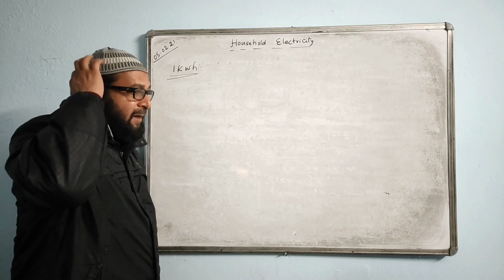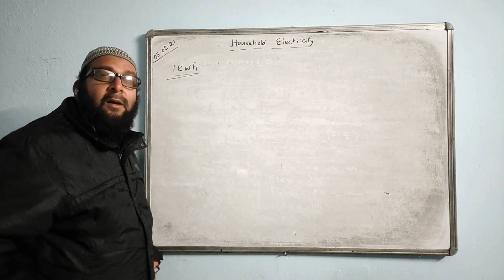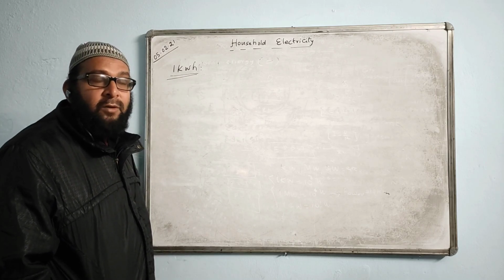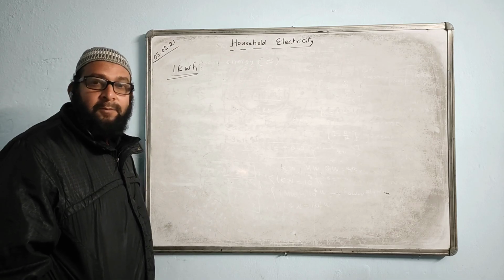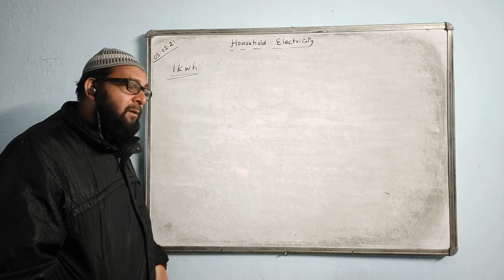And every month we pay the electricity bill. The bill comes and we pay it. Do you know what we pay the bill for consuming? For consuming current, for consuming power, for consuming voltage, or for consuming energy? For what do we pay the bill?